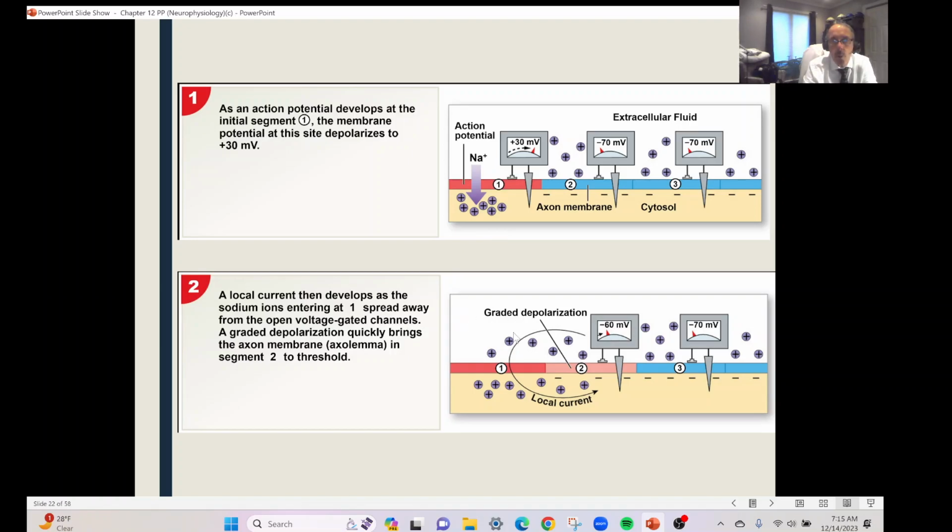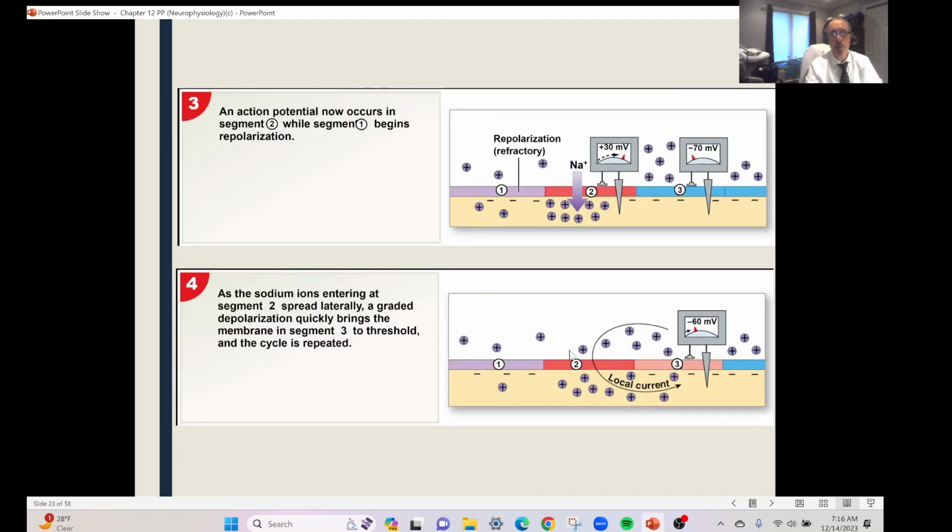What happens now is once the sodium floods in, the sodium, if you remember again from a previous lesson, is going to move laterally. That lateral movement is what we call a local current. So if you watch these sodium ions moving over here, they're going to slowly make the axolemma here slightly more positive. Notice we went from minus 70 to minus 60. If you remember, this is threshold. Once we reach threshold, this section of the axolemma will fire.